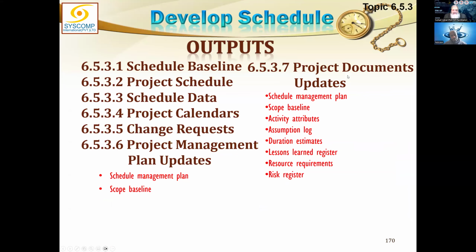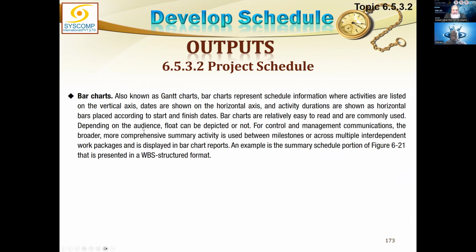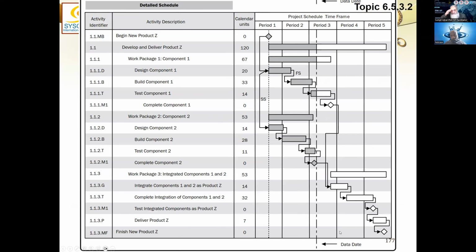Outputs, as we have already discussed, these are all the outputs. Baseline, your schedule, which includes the bar charts, milestone charts, network diagrams, etc. All those documentation. And the project schedule is something like that, right? It could be represented in many forms. It could be in a milestone form. It could be in a bar chart form, or it could be in a detailed form, right? Once you put data into MS Project, you could show it in many formats.